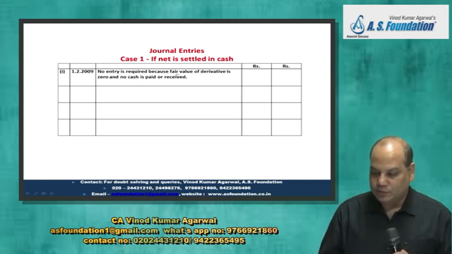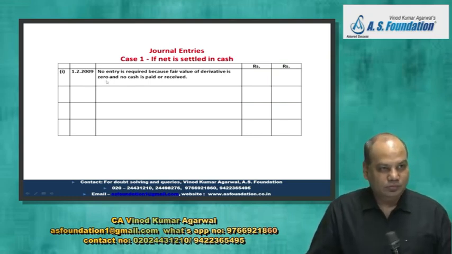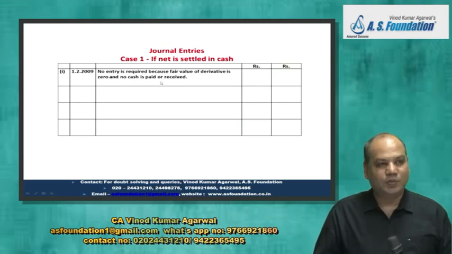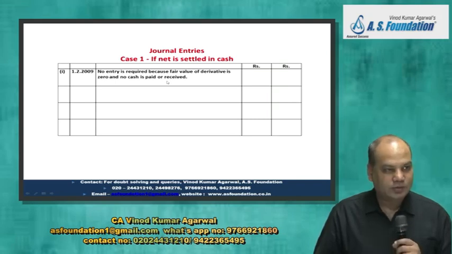So for the entry, write down 1st February 2009. No entry is required because of two reasons. One, fair value of derivative is 0. And second reason, no cash is paid or received. There is no initial margin in this problem. Previous problem had initial margin. So no entry. Fair value is nil. Cash received or cash paid is also nil. Can you pass the entry on 31/12/2009?